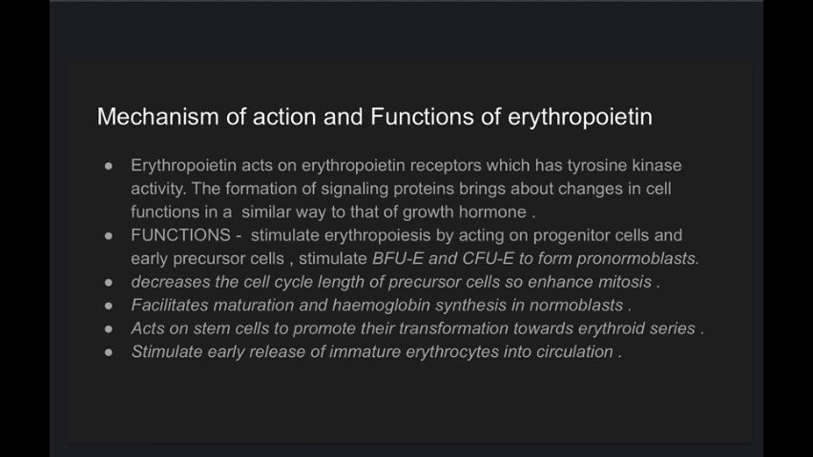The mechanism of action and function of erythropoietin. Erythropoietin acts on erythropoietin receptors, which have tyrosine kinase activity, which stimulate the changes in the cell functions by the formation of signaling proteins, in a similar way to that of growth hormone.